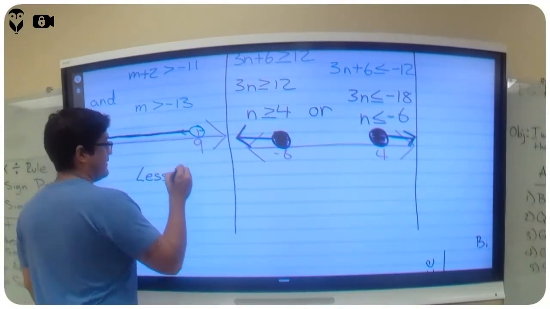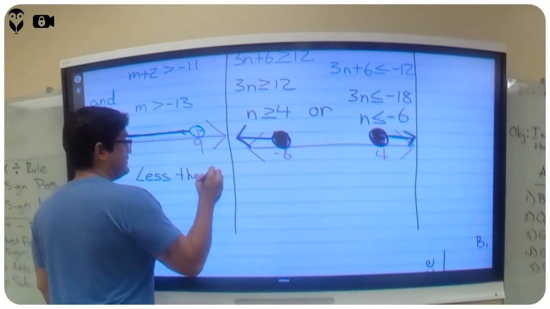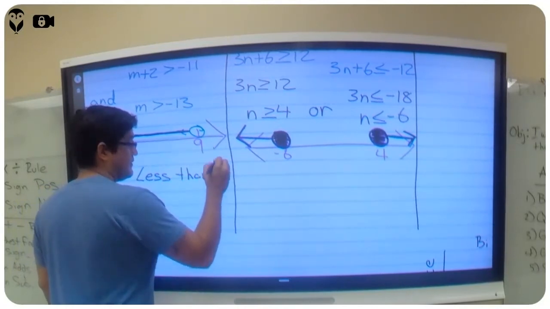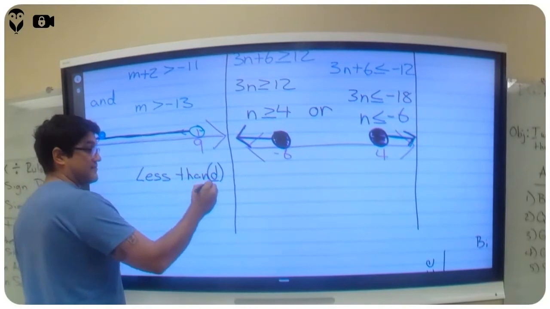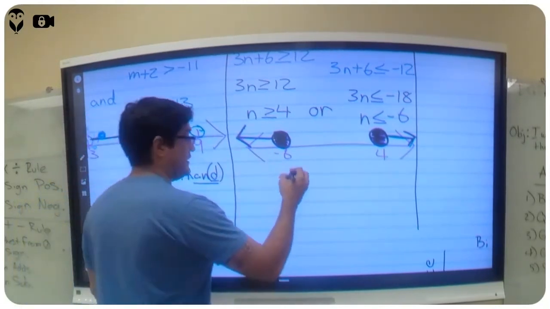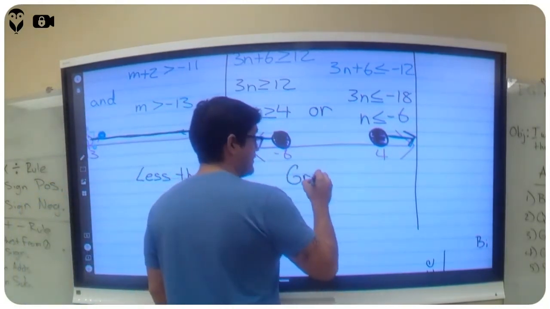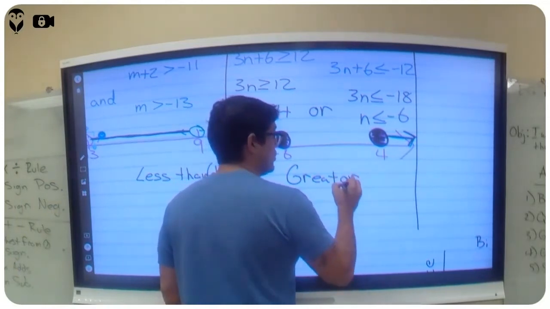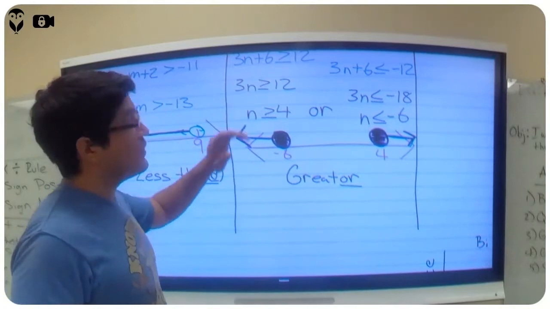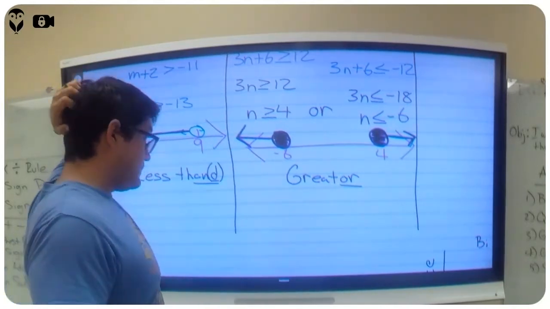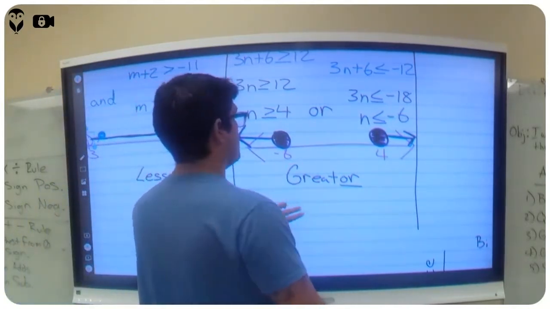My class made up a statement to remember that: less than, and. And then they said this one is going to be greater, so or goes with the greater than sign. All right, so that's a nice way to remember it.